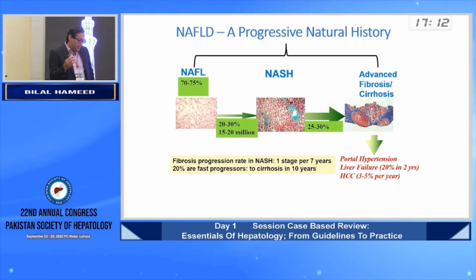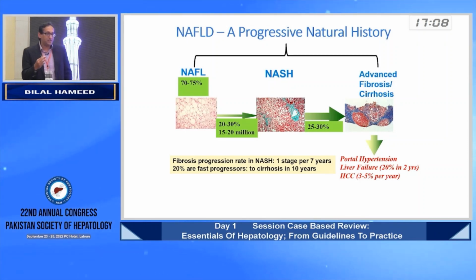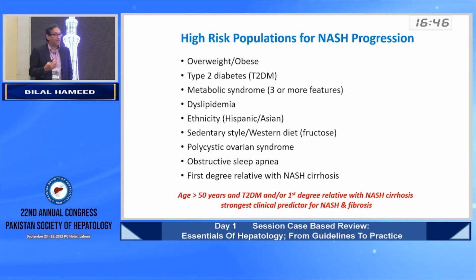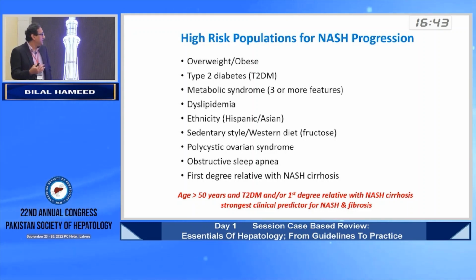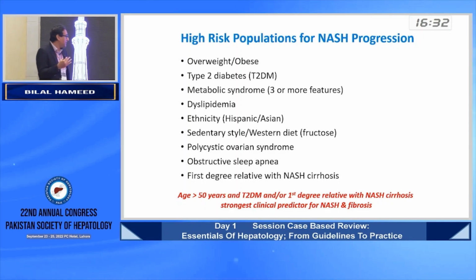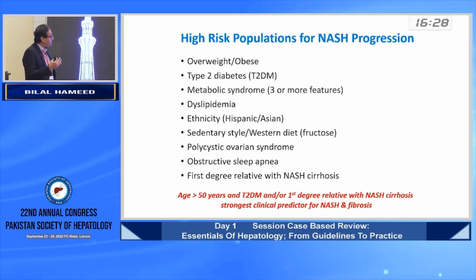So one thing we all know, based on the studies, is that fibrosis progression of one stage takes about 7 years. But then there are rapid progressors, who can progress 20% over 10 years to cirrhosis. And there are some risk factors that we know are associated with NASH progression: overweight or obesity, type 2 diabetes, metabolic syndrome with 3 or more features, dyslipidemia, ethnicity in America at least, and some more genetic factors that are coming up. Sedentary lifestyle or Western diet, polycystic ovarian disease, obstructive sleep apnea. Another thing is, if you have a first degree relative with NASH cirrhosis, you can also have a higher risk of it. So if you have a patient who is over 50 years of age, with type 2 diabetes and a first degree relative, that is the strongest clinical predictor that this person will have a progression of NASH and fibrosis.